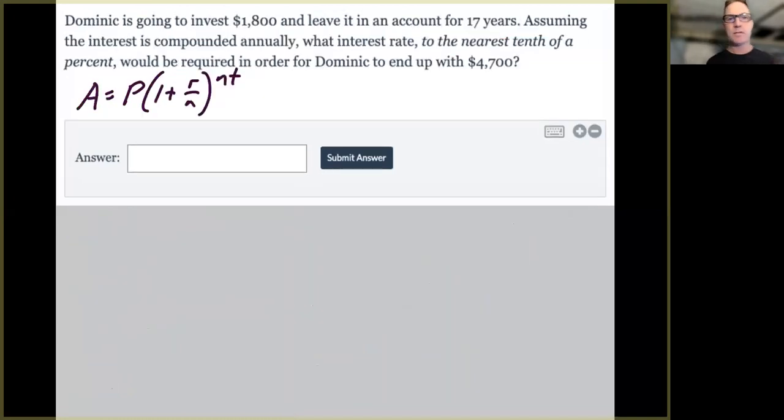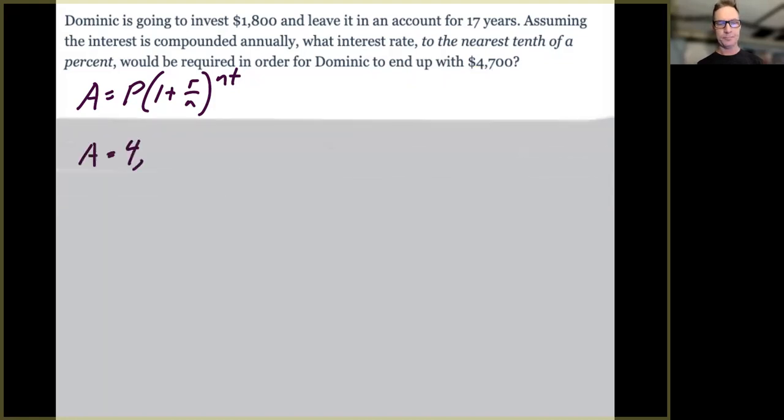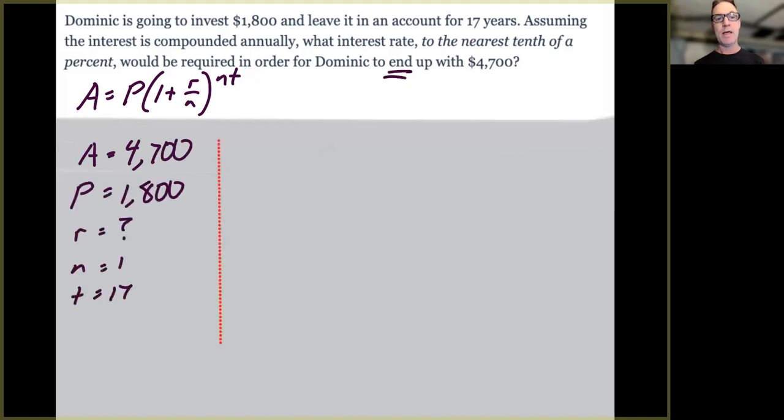Dominic is going to invest $1,800 and leave it in an account for 17 years, assuming the interest is compounded annually. Again, what interest rate? All right, so we're trying to solve for the interest rate to the nearest tenth of a percent that would be required in order for Dominic to end up with $4,700. Okay, so now let's see. I'm trying to find the interest rate here. So I know my amount is 4,700, and I know that's my ending amount, right? And I know my principal balance is 1,800. I'm looking for my interest rate. N is 1 and T is 17.